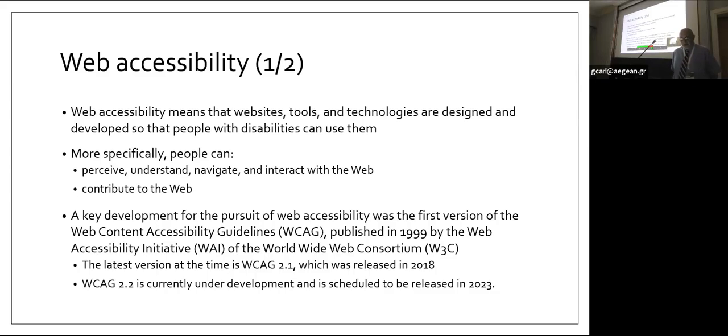The content guidelines have undergone several revisions. At this point in time, we have WCAG, as it is called in short, 2.1, but 2.0 is still applicable. And by the end of the year, it is expected that we will have the new version, 2.2, which comes into play, we use it, but does not supersede the previous versions.